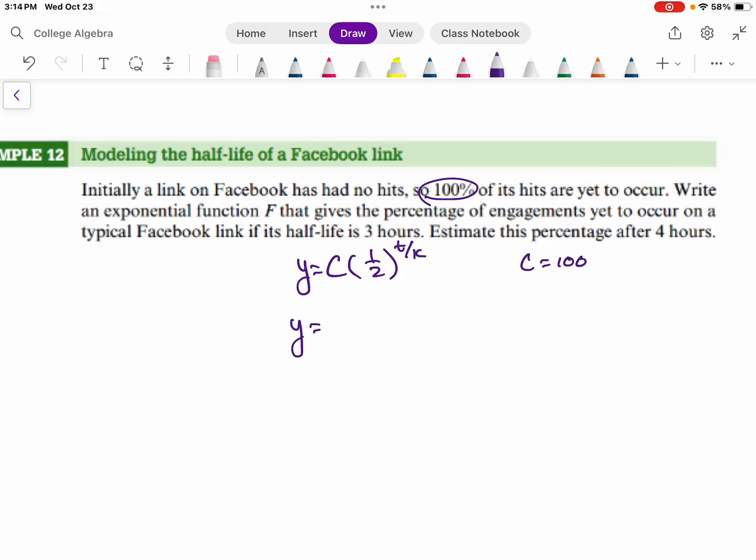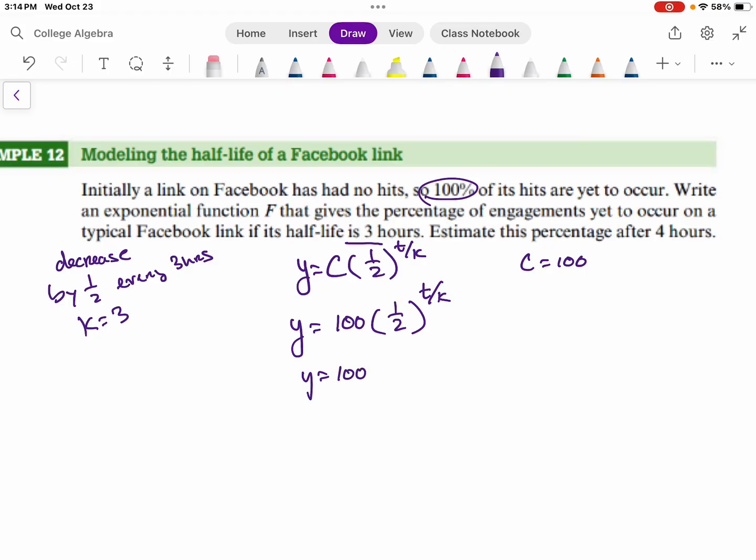So y equals 100 times 1/2, and then it's our time. Now they tell us it cuts in half every 3 hours. So it decreases by 1/2 every 3 hours. Well, that happens to be what our k is, 3. So I can rewrite this as y equals 100 times 1/2 to the t divided by 3. And there's my generic equation.